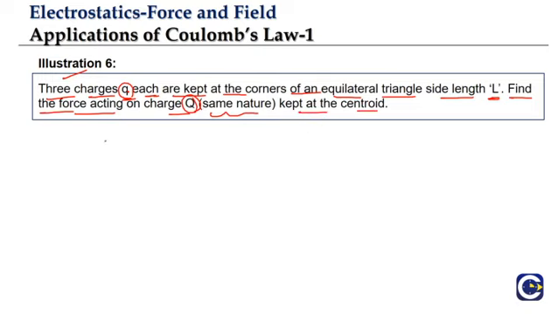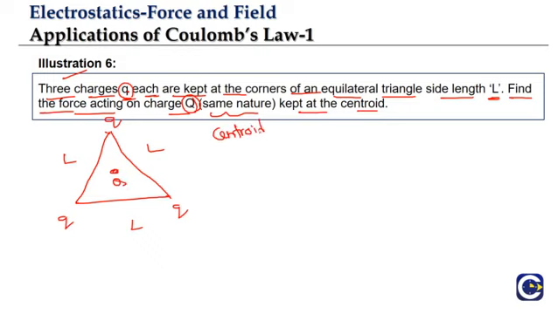Just to give you the schematic representation, we have an equilateral triangle. The diagram has not come out very properly, but yes, this is an equilateral triangle. Side length is L. We have 3 charges, small q each, at the corners. At the centroid we have capital Q. Now remember, what is a centroid? Centroid is the point of intersection of medians. A median is a line connecting one corner to the midpoint of the opposite side.